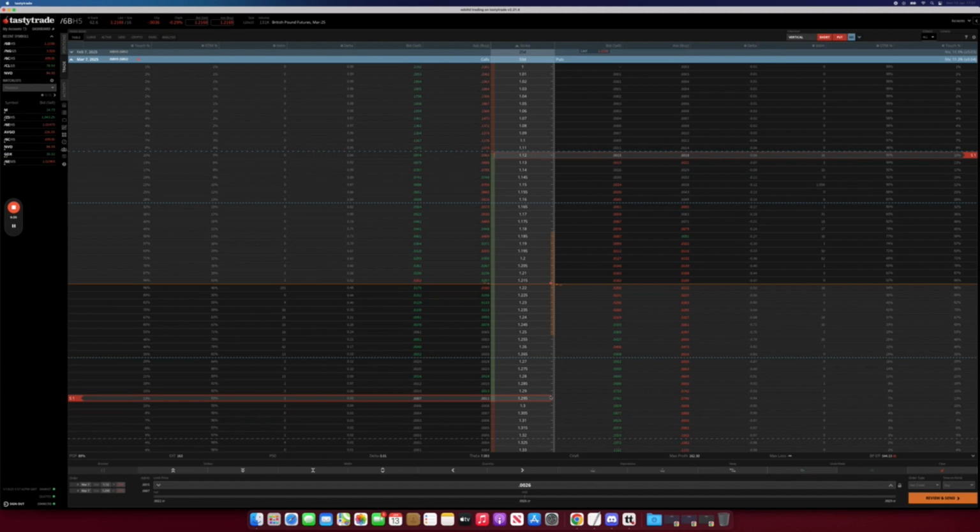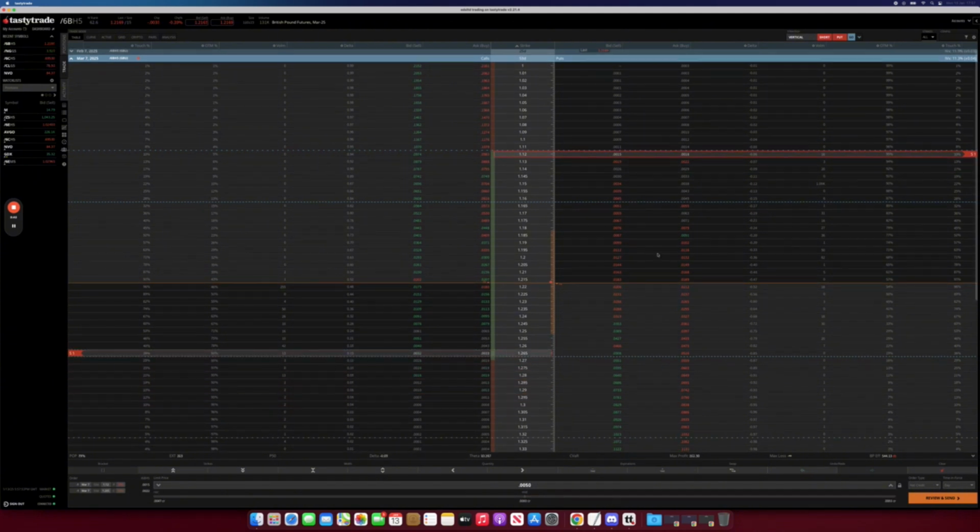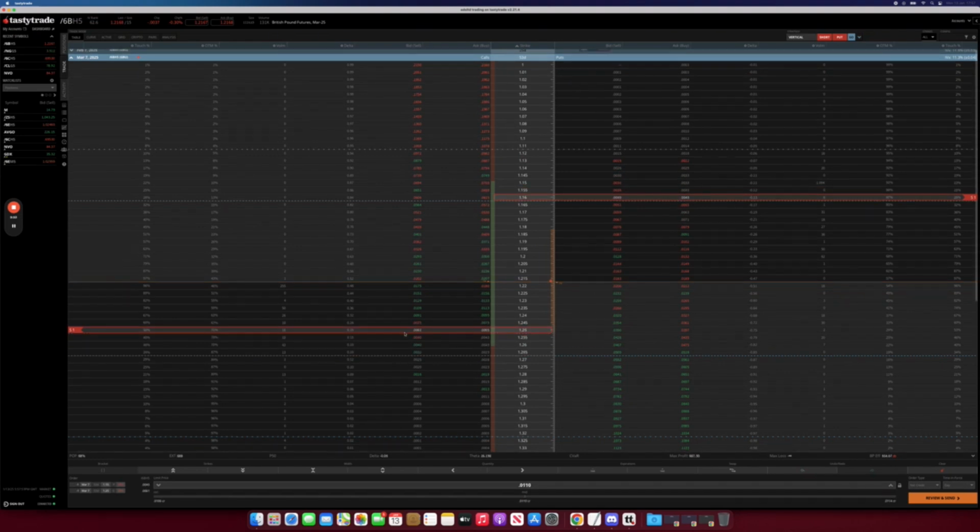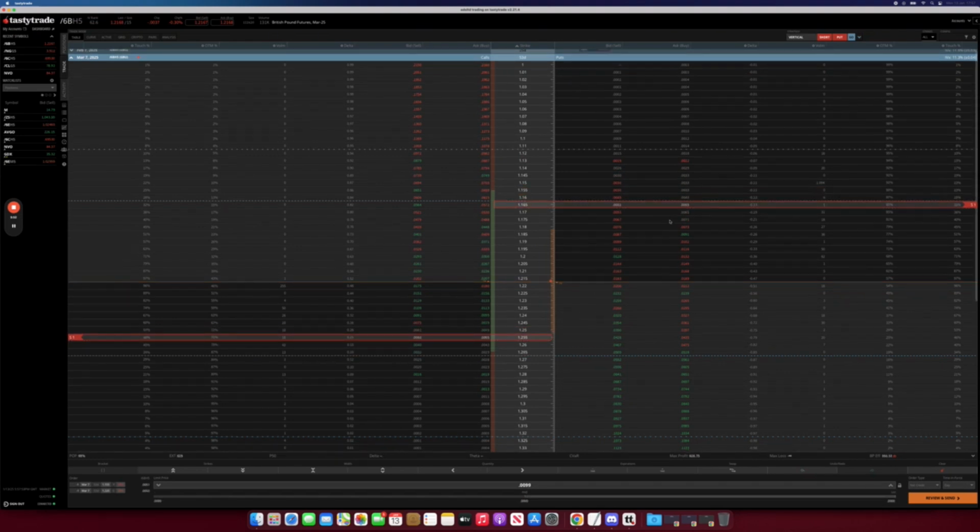Now, I personally don't like to do this. However, you can do it, and it's perfectly fine. It's perfectly viable. What I would personally prefer to do is actually do the opposite, be more aggressive. Say we go to the 21 delta on either side here. Now we're going to collect $756 in premium. Our buying power requirement has increased now, and our probabilities of success have reduced slightly. Now you're probably wondering, this is the opposite of what we need to do.